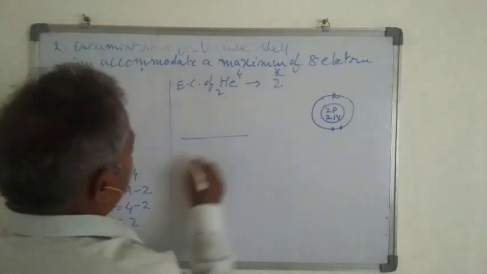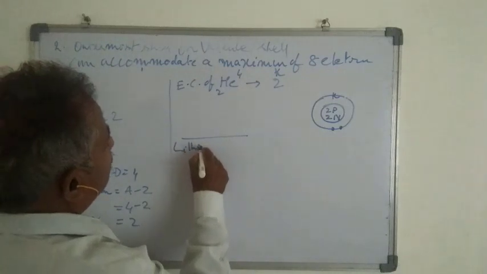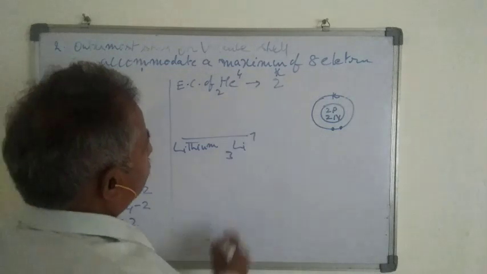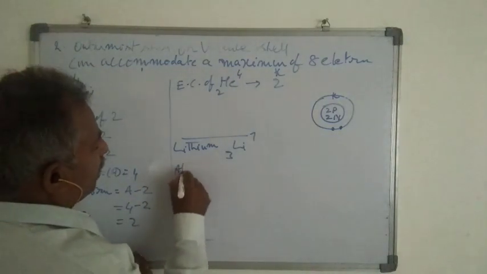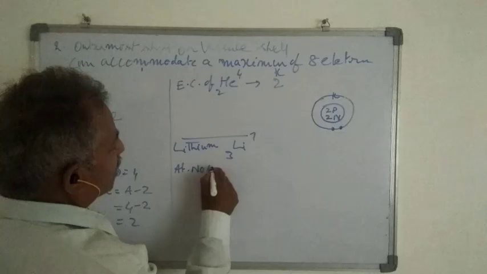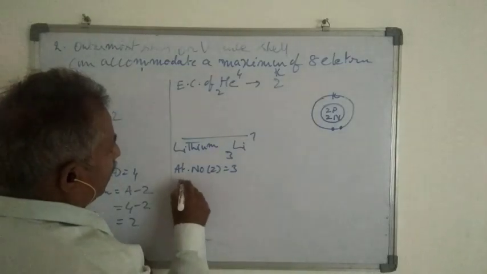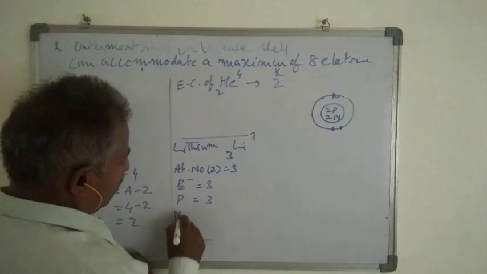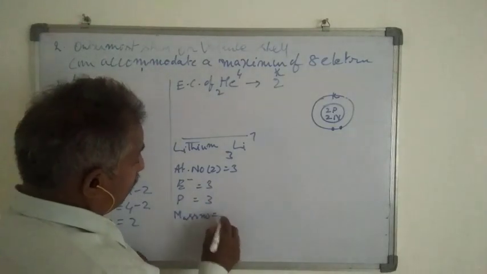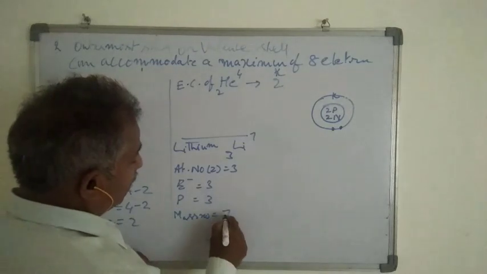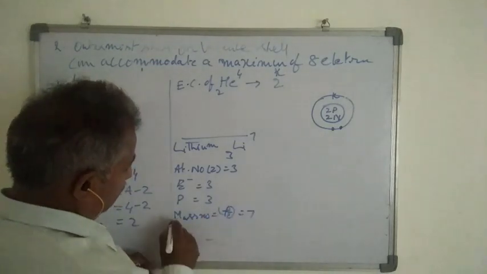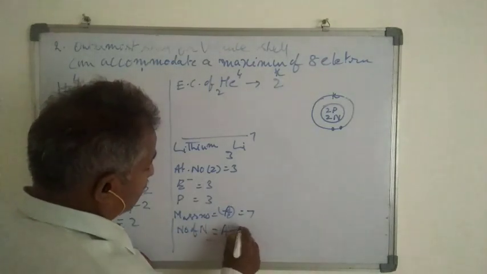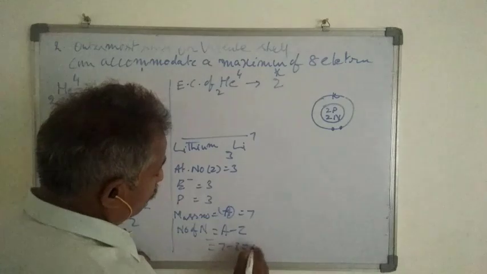Okay, now let us see the next element, lithium, symbol Li, atomic number 3, mass number 7. So atomic number Z is 3, the number of electrons is 3, the number of protons is 3, the mass number is A equal to 7, and the number of neutrons is A minus Z, 7 minus 3 equals 4.